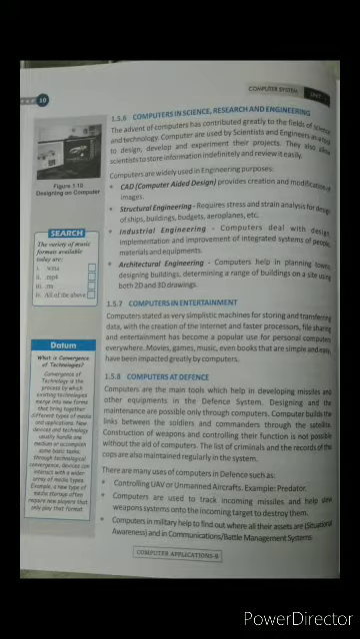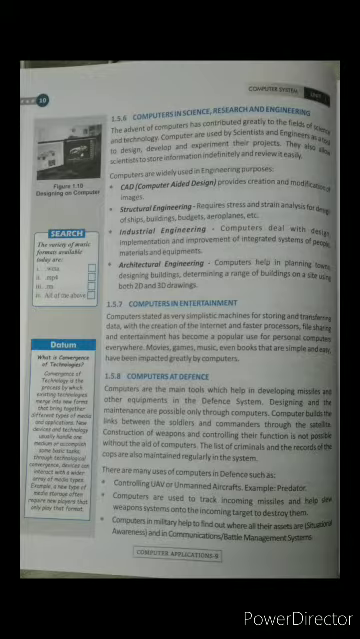The advent of computers has contributed greatly to the fields of science and technology. So in science and engineering, we know that computers have many major roles, and without computers and networking, engineering is next to impossible. In research and science also, the measurement and calculation are so huge that it is only possible through the computer.